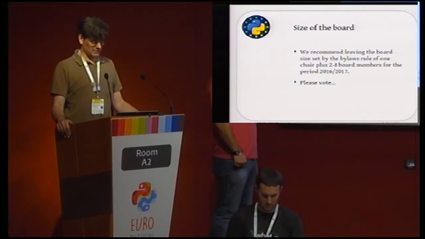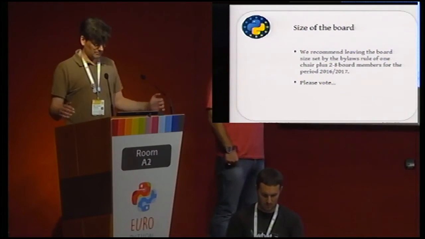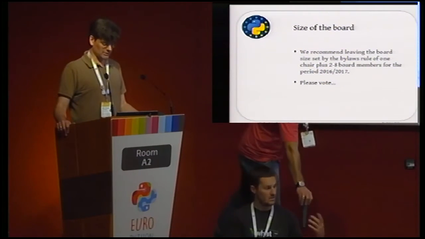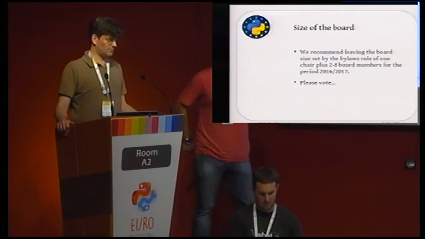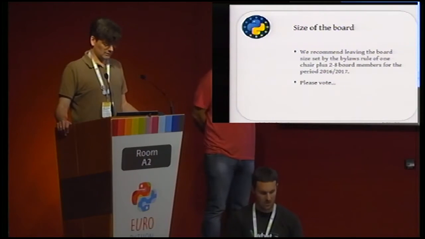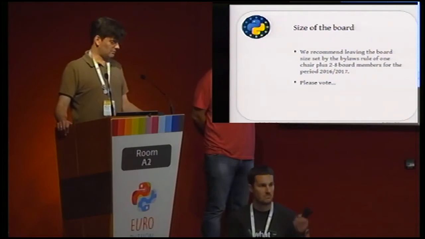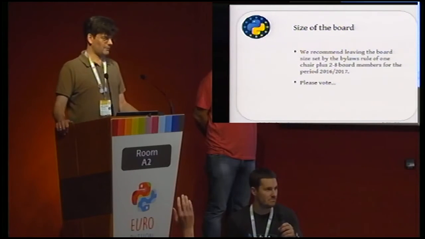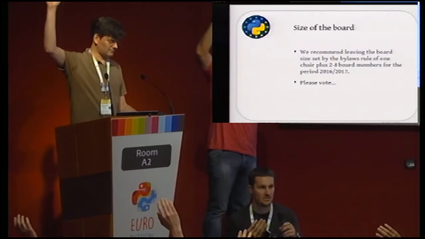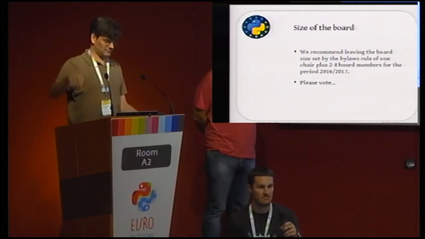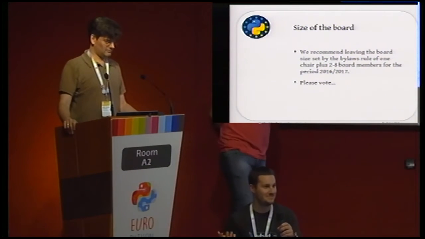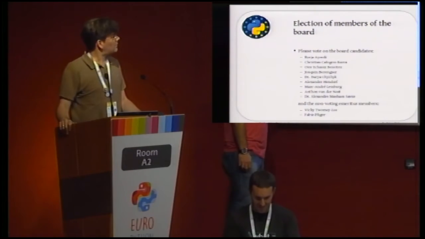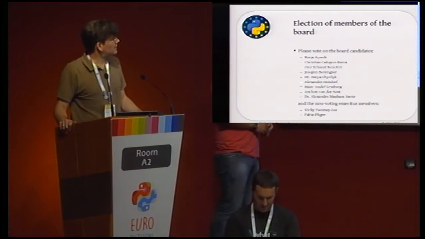We recommend leaving the board size set to the maximum. So having 9 board members in total, 8 directors and a chair. So you have to call for a vote now. So, who's in favor? Okay. Against? Absent? Okay. Full vote. Great. And now we can actually vote on the board members.